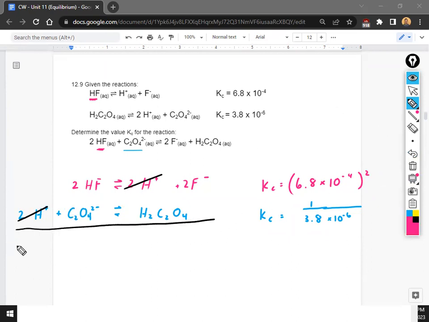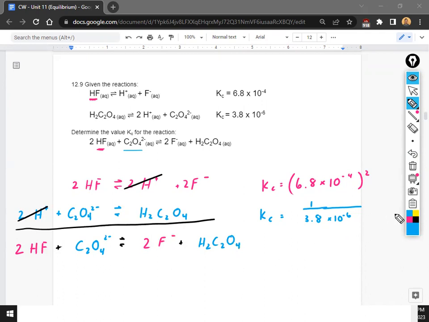Okay, so we're going to have 2HF on the reactant side. We're also going to have our C2O4 2 minus on the reactant side. And then we're going to bring down the products. And then we're going to have 2F minus. And then we're going to bring down this right here.